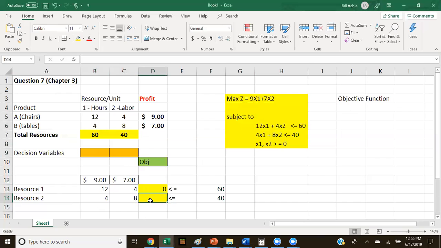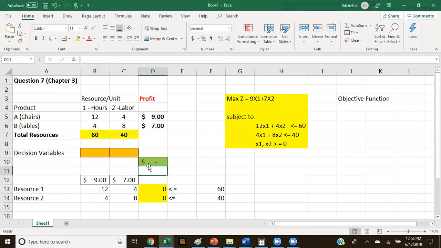Then I'll do the same for the second resource, and this will equal 4 multiplied by however many chairs we make, plus 8 multiplied by however many tables we make. At the moment, we've not yet optimized this. We're going to let Solver do that for us. The last thing that I'm going to do is put a formula for my objective function, and that will be this formula right here, 9 times x1 plus 7 times x2. So for my objective here, I'm going to have 9 times x1 plus 7 times x2.